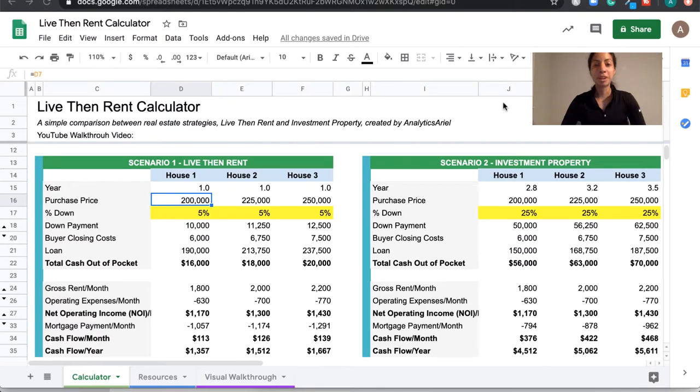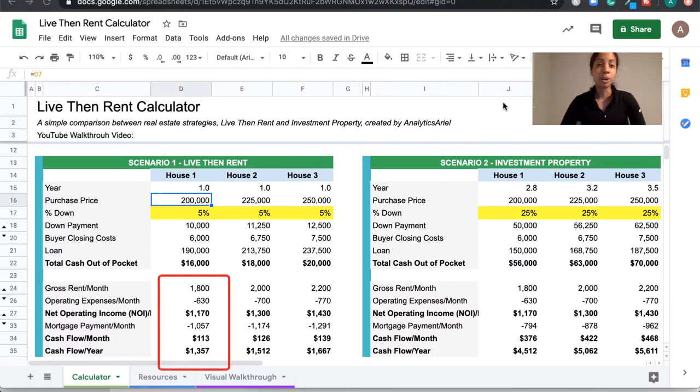Let me start by walking you through house 1. So house 1, our purchase price is $200,000. Our down payment is 5%. This you could toggle if you'd like. However, I think this is a good aim to try to get. Next, you'd see that the down payment because of this is $10,000, estimated closing costs $6,000, and your loan is $190,000, which means total cash out of pocket would be the down payment and the buyer closing costs at $16,000.